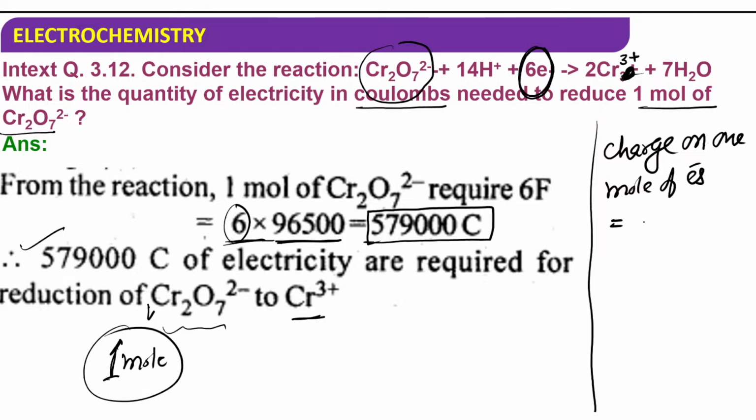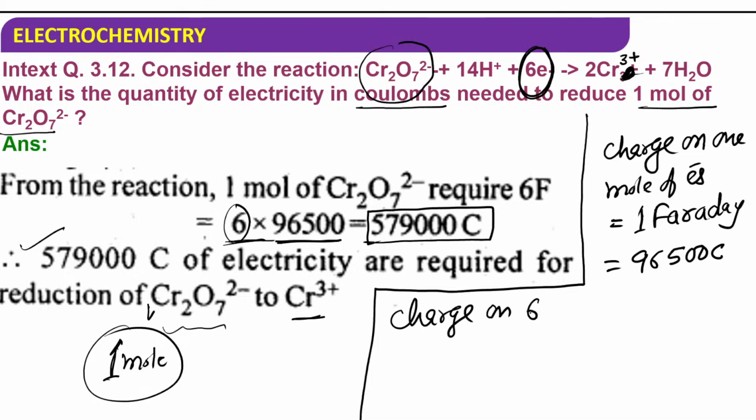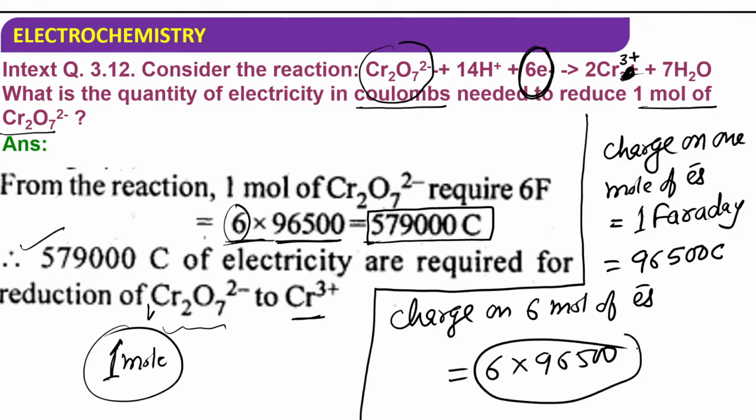That is equal to 1 Faraday, and 1 Faraday is 96500 coulomb. So charge on 1 mole of electron is this. So charge on 6 mole of electrons, that is simple, 6 into 96500. That's it, because 1 mole of dichromate requires 6 mole of electrons to reduce into Cr3+.